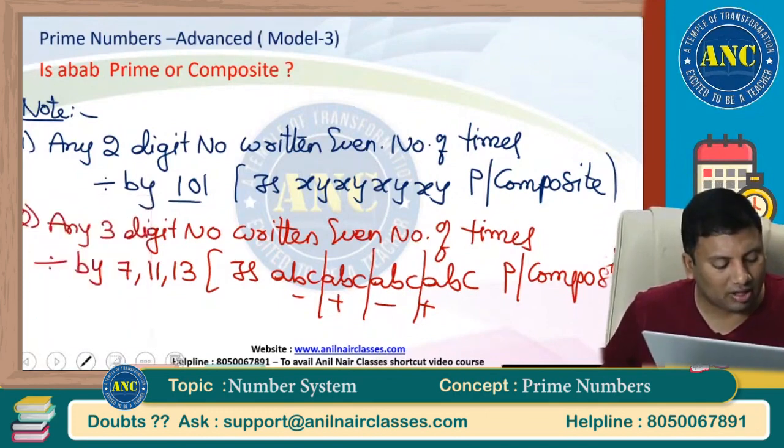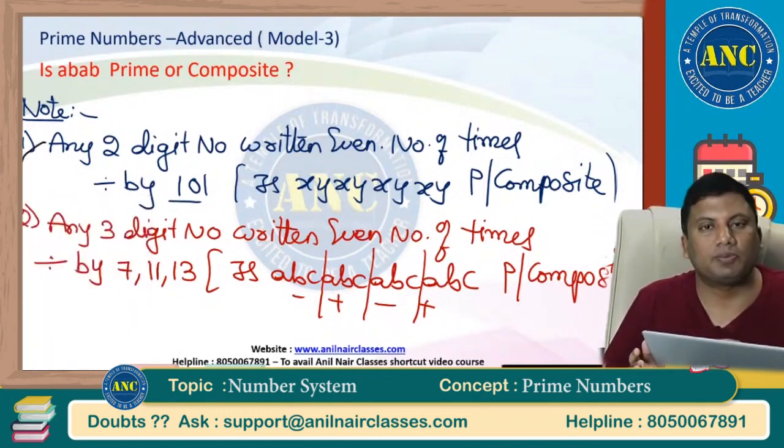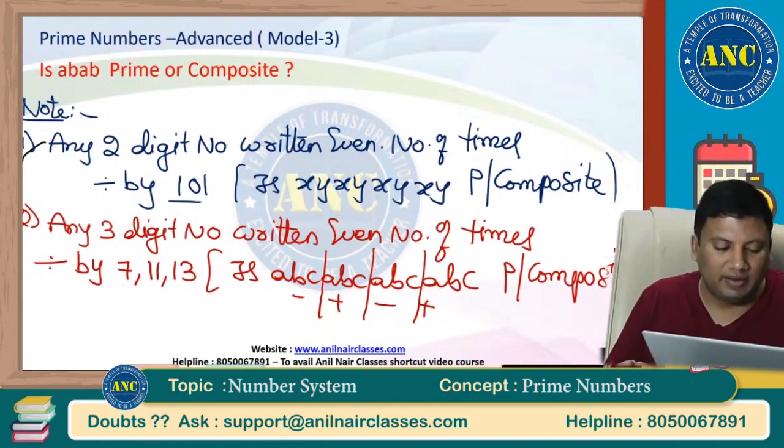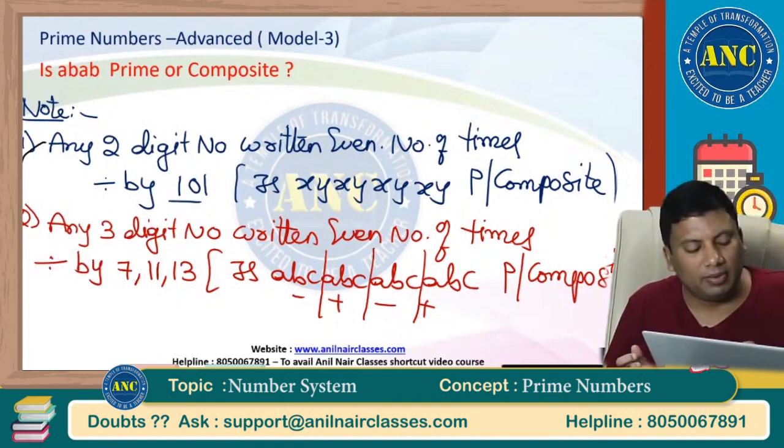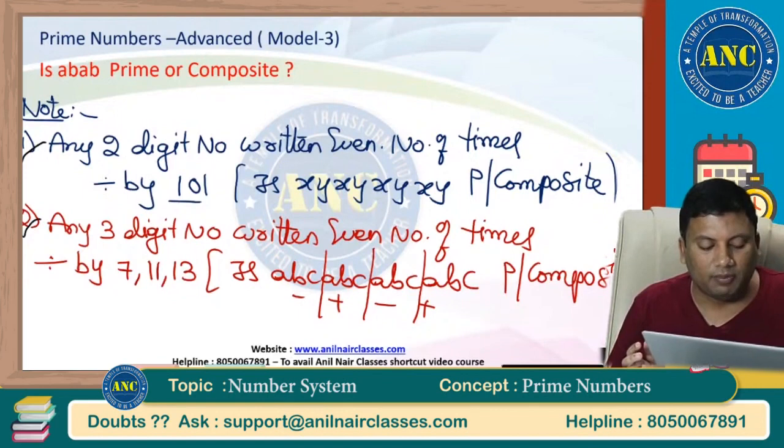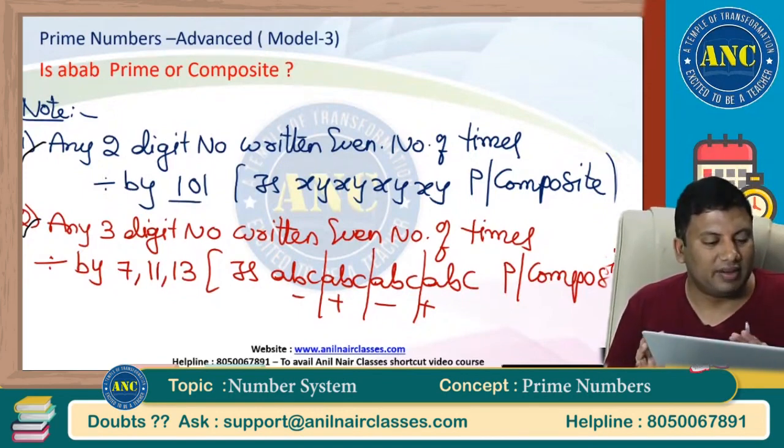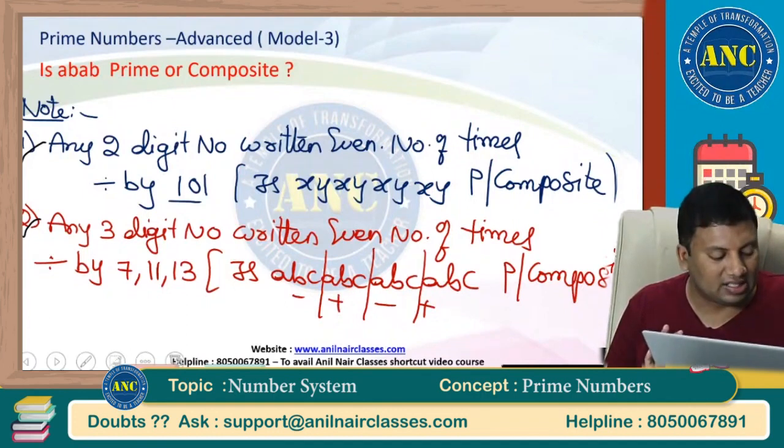Please make a note of these 2 important concepts. A 2-digit number written an even number of times is divisible by 101. Any 3-digit number written an even number of times is also divisible by 7, 11, 13. I hope the idea is clear.